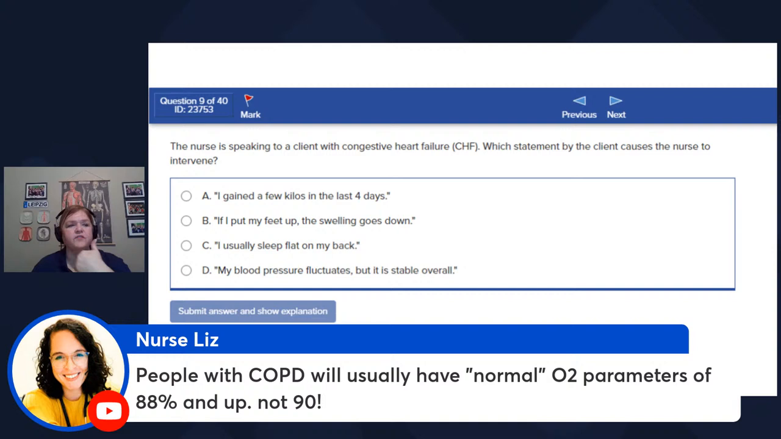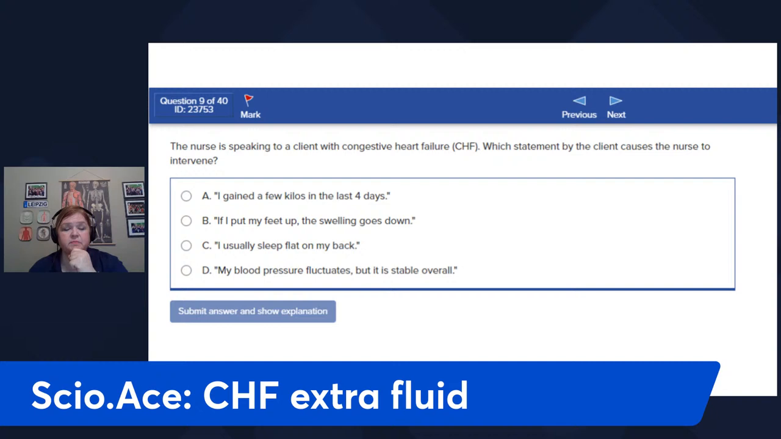Well, what does that have to do with CHF? You would think congestive heart failure means they could be building up extra fluid. I gained a few kilos in the last 4 days. Okay, that might cause me to intervene. If I put my feet up, the swelling goes down. Well, that doesn't seem like a bad thing. I usually sleep flat on my back, or my blood pressure fluctuates, but it is stable overall. Okay, now this is how it goes when a brain is tired. And I would bet most of us have tired brains by this point in the evening.